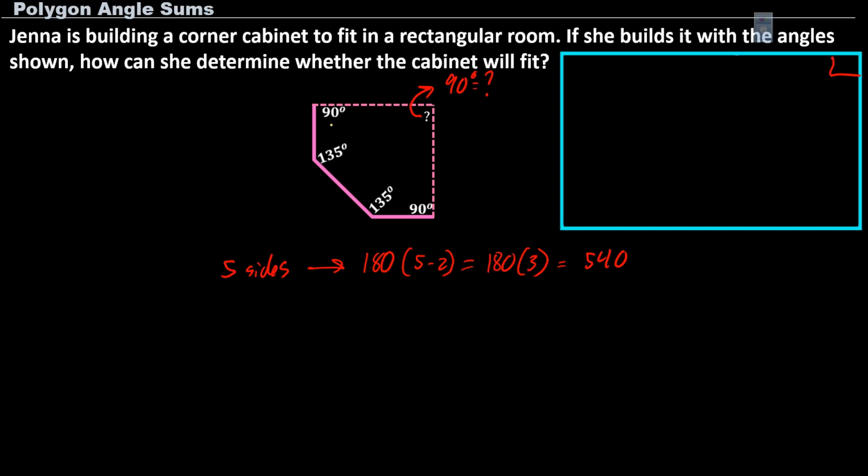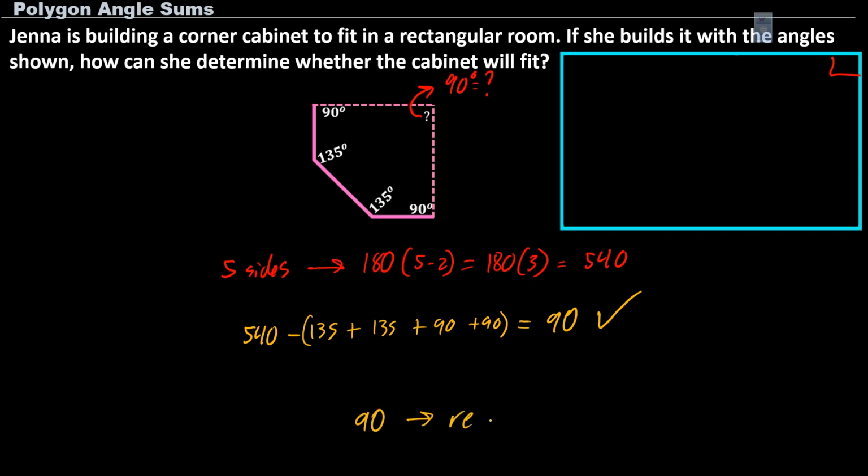Now we know 4 of the angles: 90, 90, 135, 135. So 540 minus 135 plus 135 plus 90 plus 90 means that the leftover measurement is 90 degrees, which is exactly what we're looking for. So because the final angle is 90, and because a rectangle has a corner that equals 90, that means the cabinet will fit.